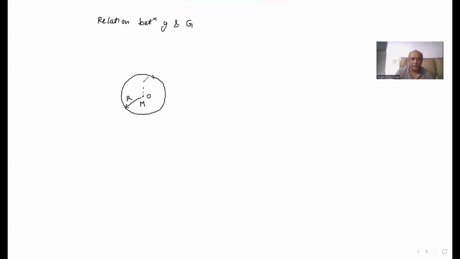Suppose there is an object of mass small m, which is placed on the surface of Earth. So it is at a distance capital R from the center of Earth. According to Newton's law of gravitation, the gravitational force acting between the Earth and this object will be F is equal to G capital M into small m divided by r square. And the gravitational pull acting on this body is equal to m into g, which we also call the weight of the body.